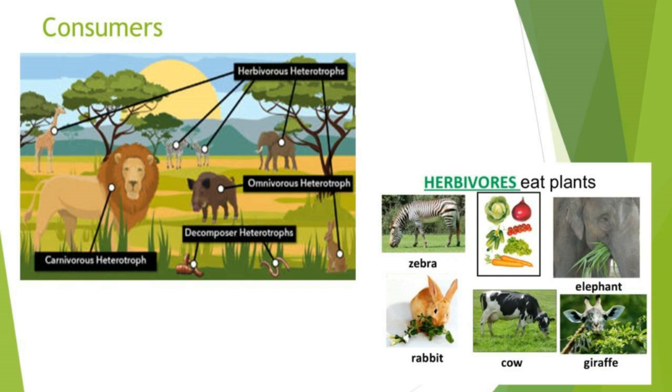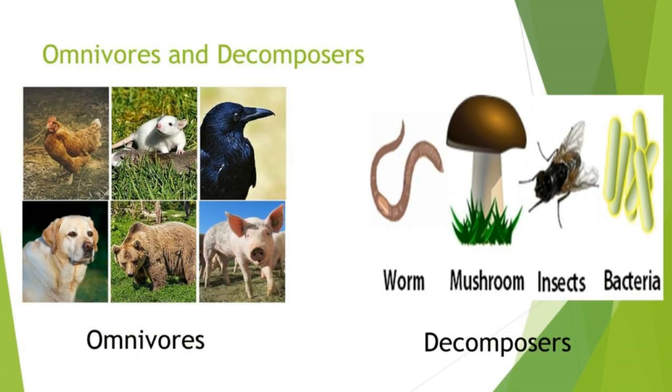First, herbivorous. Animals which eat plants or plant products are called herbivorous. Example: cattle, deer, goat, and rat. And carnivorous. Animals that eat other animals are called carnivorous. Example: lion, tiger, frog, etc. Next, omnivorous. Animals that eat both plants and animals are called omnivorous. Example: humans, dog, and crow.